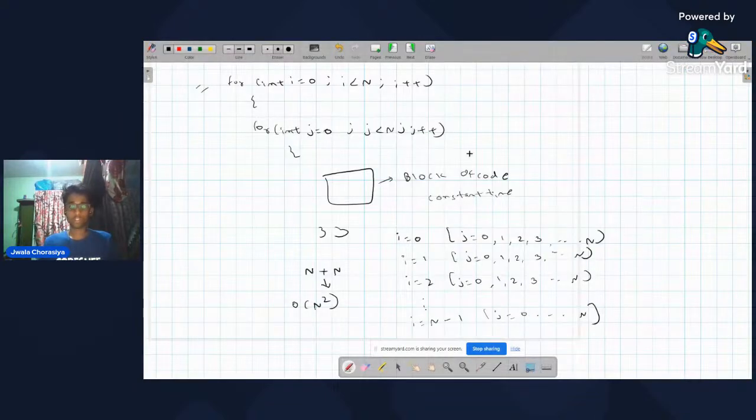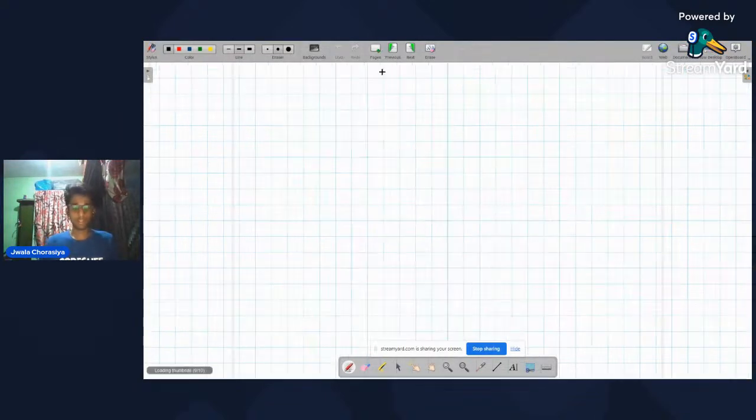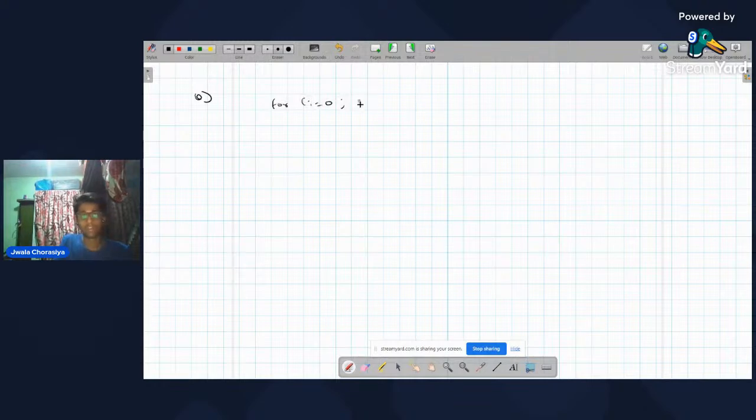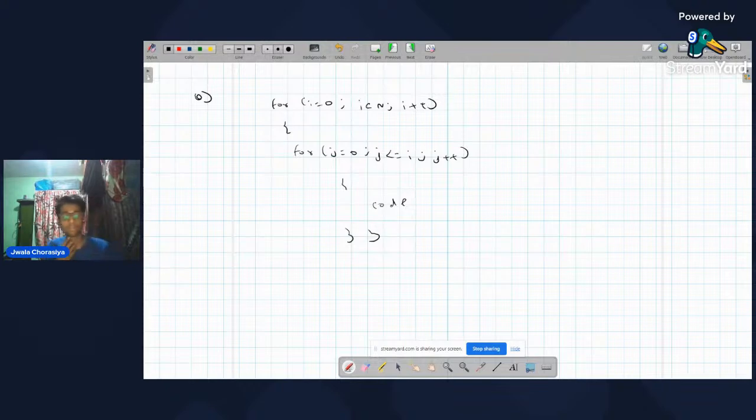Let's solve a few more questions and understand how it works more precisely. Okay. Let's take one more question. Let's say for i equals 0, semicolon, i less than n, then j equals 0, j less than i, j plus plus. Some code will be here. Let's focus precisely on how this code works, and I will make you understand what the time complexity for this code will be.